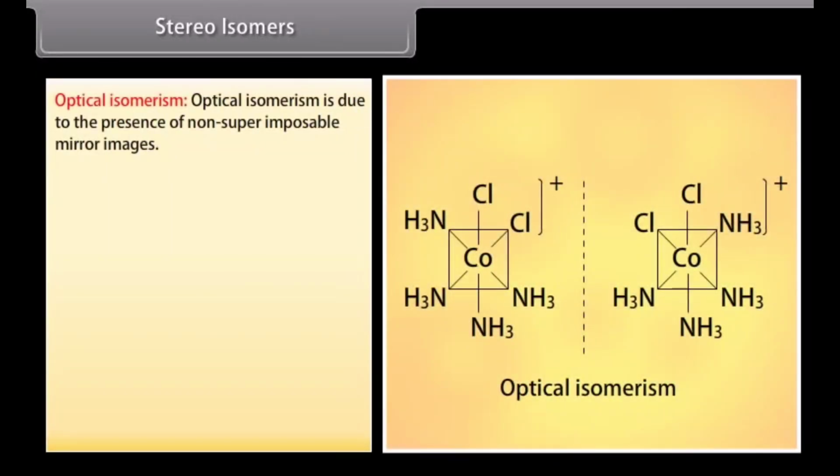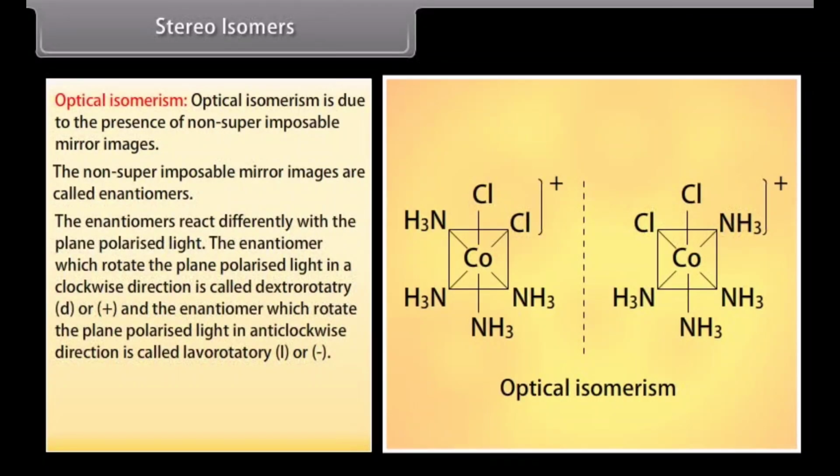Optical isomerism. Optical isomerism is due to the presence of non-superimposable mirror images. The non-superimposable mirror images are called enantiomers. The enantiomers react differently with plane polarized light.